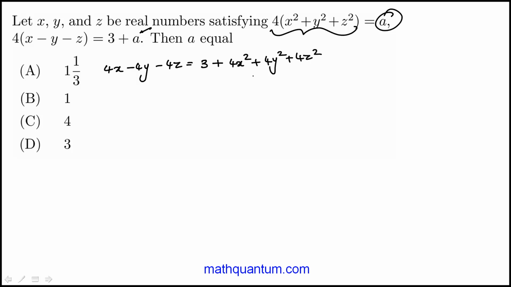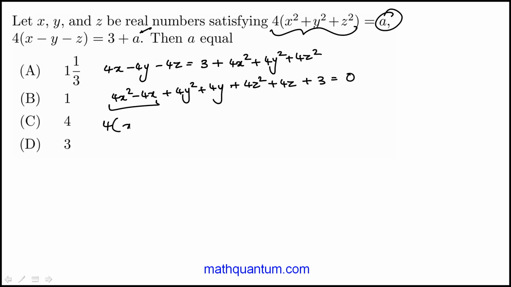Now I'm going to move all these terms to one side and equate it to 0. So 4x squared minus 4x plus 4y squared plus 4y, and this would be plus 3 equal to 0. So I'm going to try to complete this square by factoring 4. So x squared minus x.